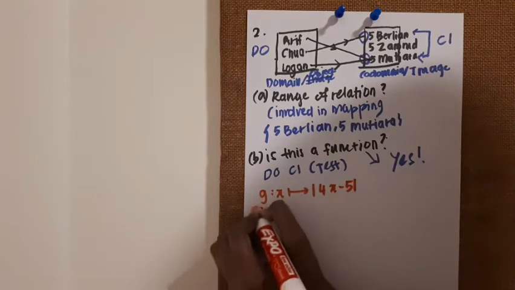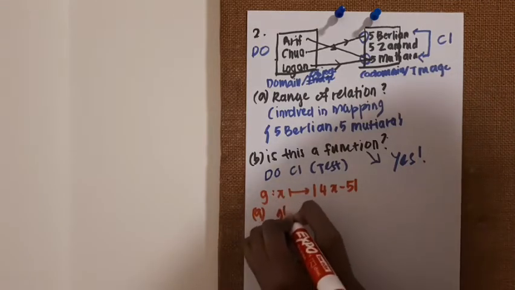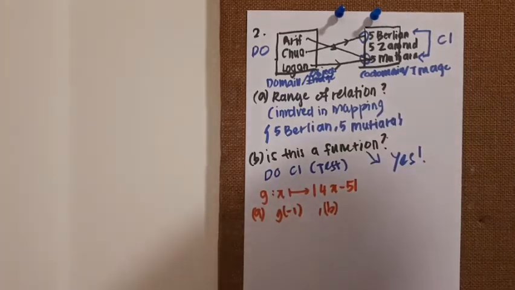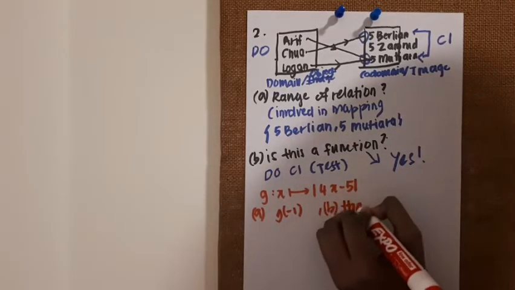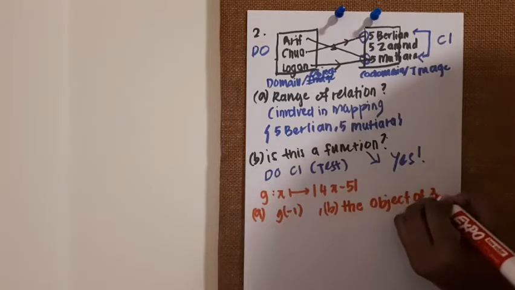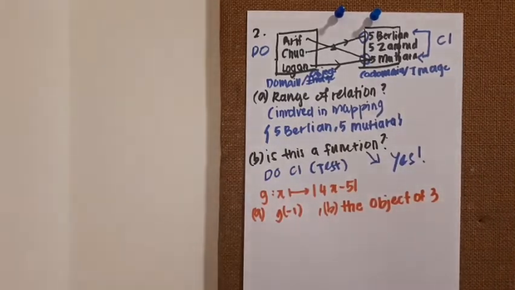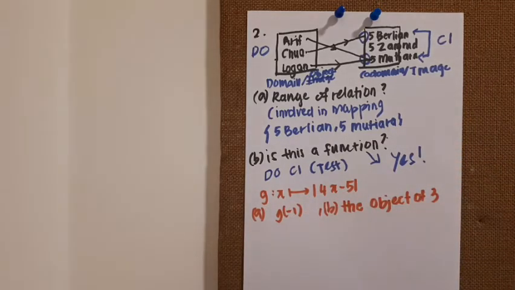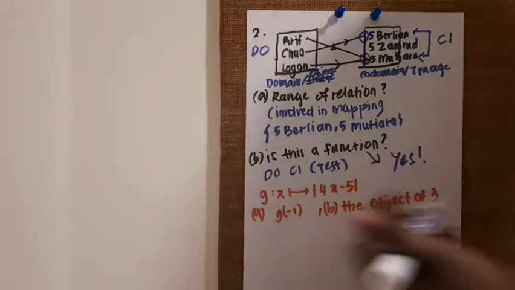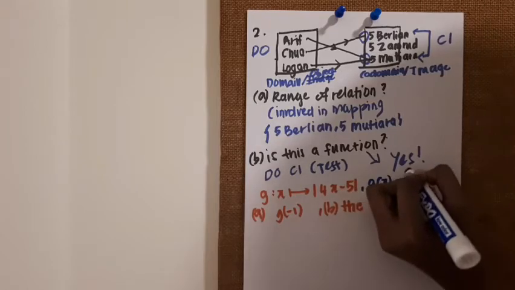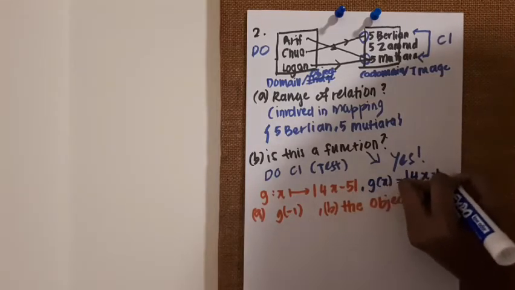The question is, what is g of negative 1, and for b, the object of 3. So let's solve for a first. If we write this in equation form, we will definitely get g of x equals modulus of 4x minus 5.